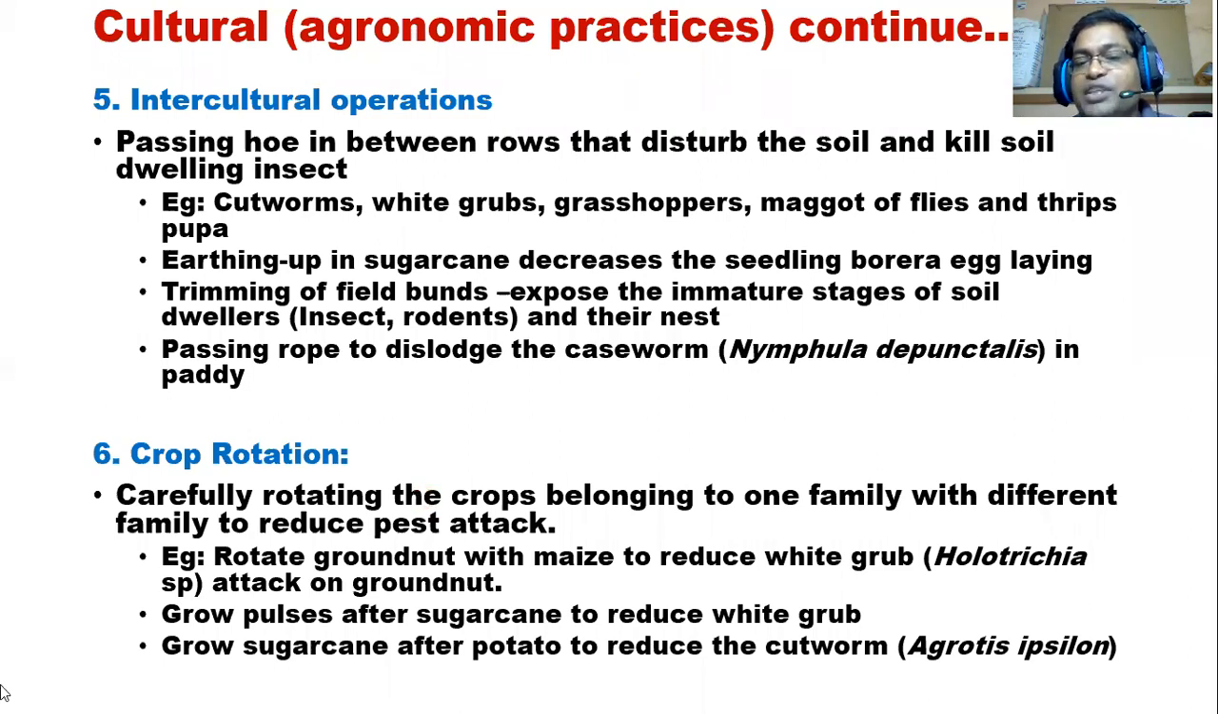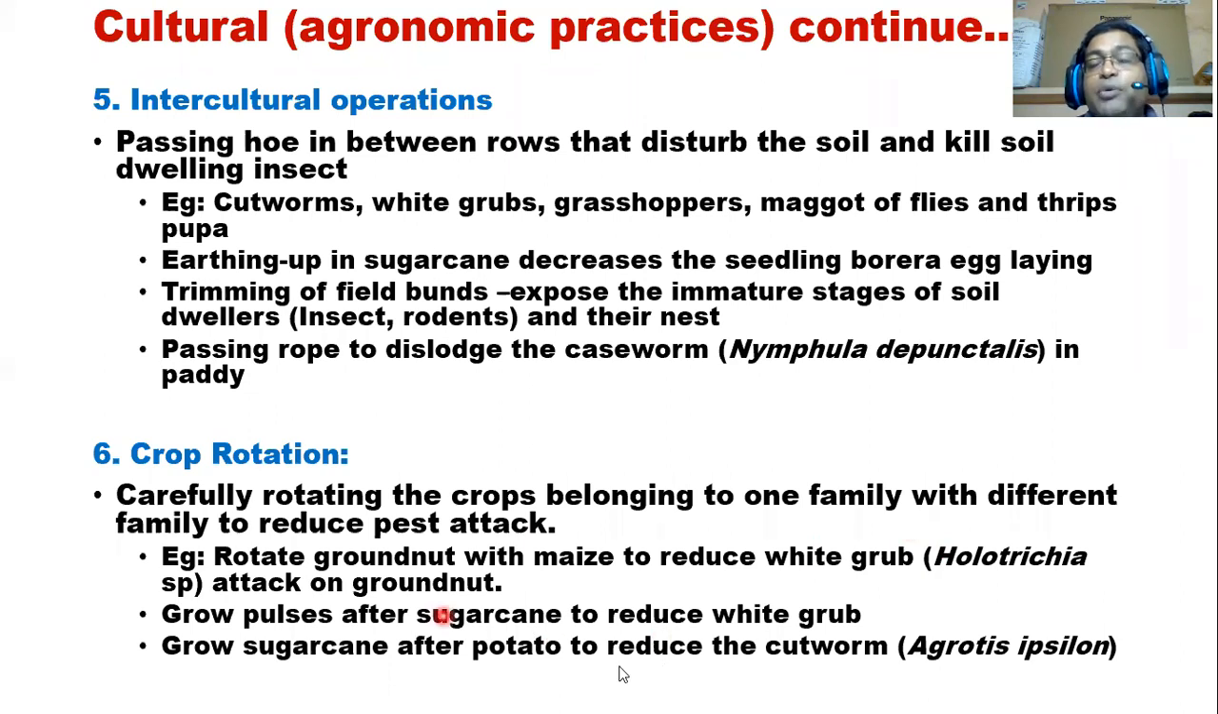Rotating the groundnut with maize, you can reduce the Holotrichia white grubs. The groundnut white grub will be there. If you go for an alternate crop after groundnut cultivation, if you go for maize, then there is no chance for the groundnut white grubs, so you can easily minimize them.